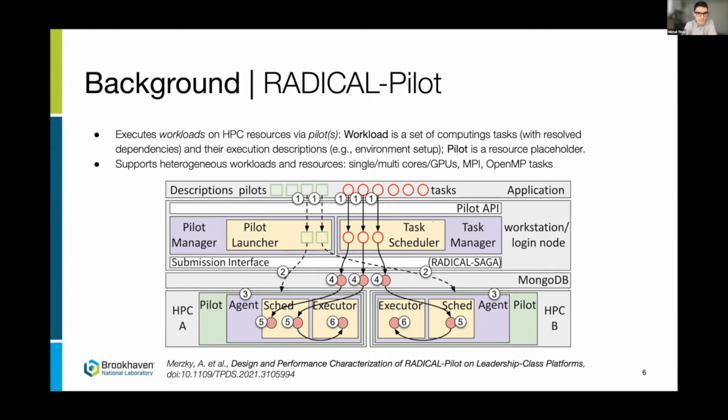Here the schematic shows that on a login node, we have sub-components such as the pilot manager and task manager that manage these entities. They interact through RADICAL-SAGA with the compute nodes, with the execution part. And on the bottom side of this picture, we have sub-components that actually run on the resources. This is the scheduler sub-component, and the executor.